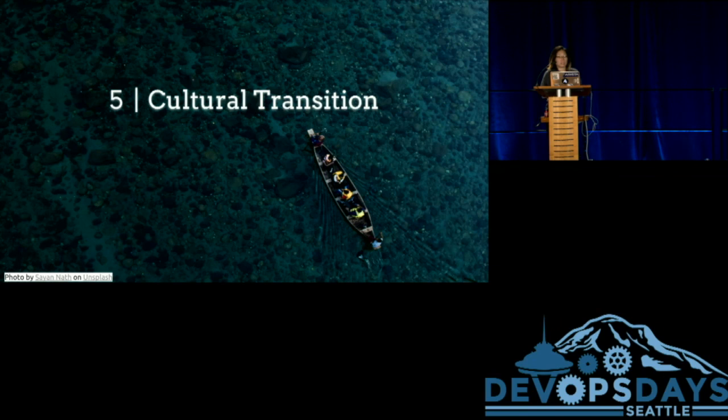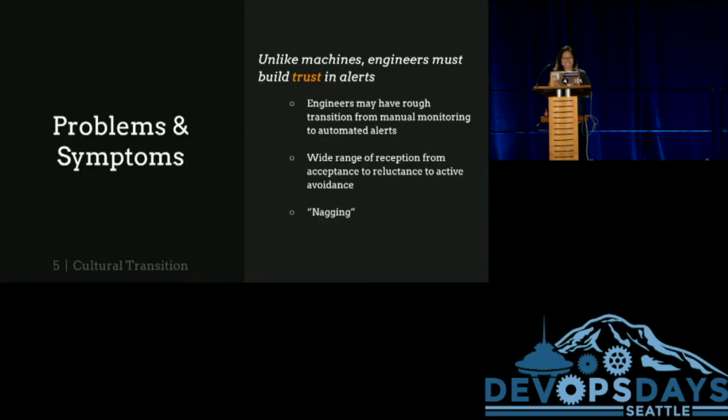Okay. Last scenario that I want to talk about is cultural transition. This is, I think, the hardest thing out of all the points I'm going to talk about. And I really like this one because it looks like the team is on the same boat, going the same direction. Anyway, unlike tools or machines, engineers must build trust in alerts, pretty much like any other scenario where they have to trust the tool to use it.